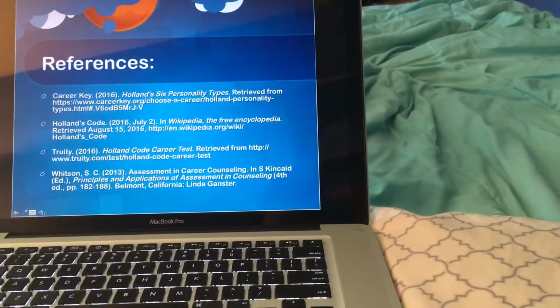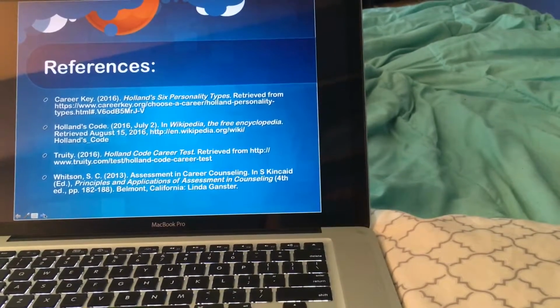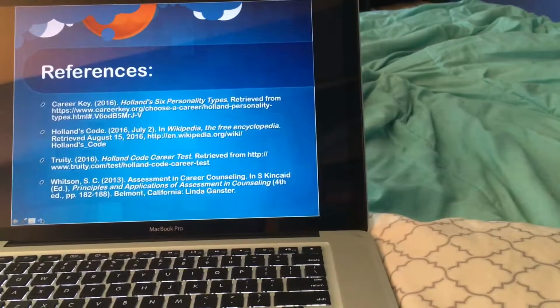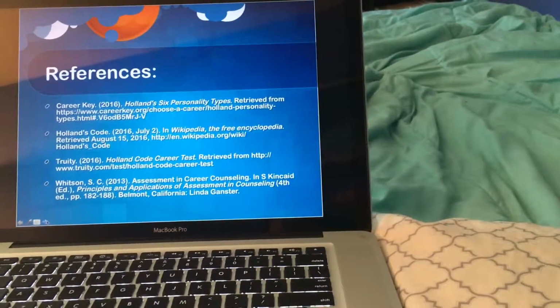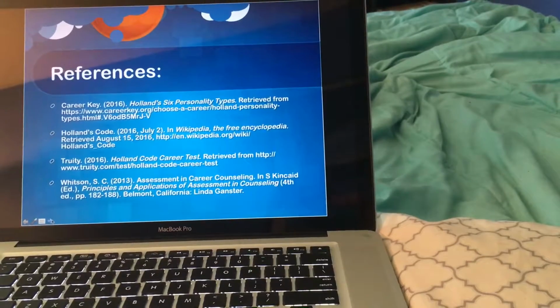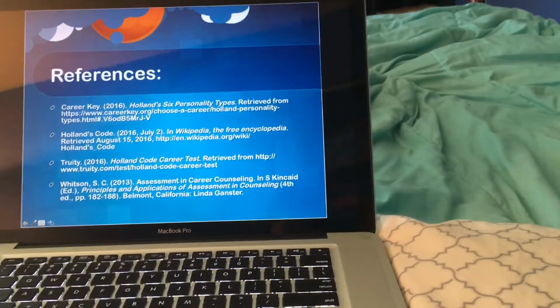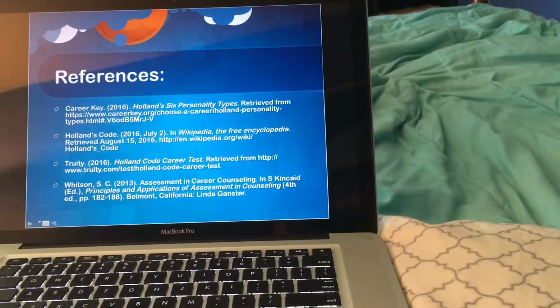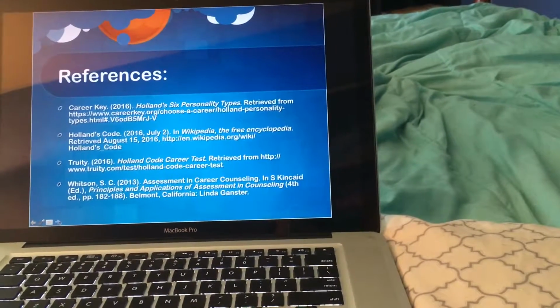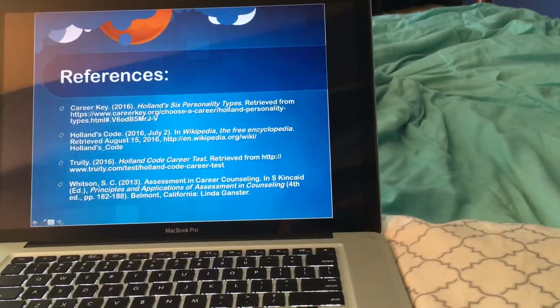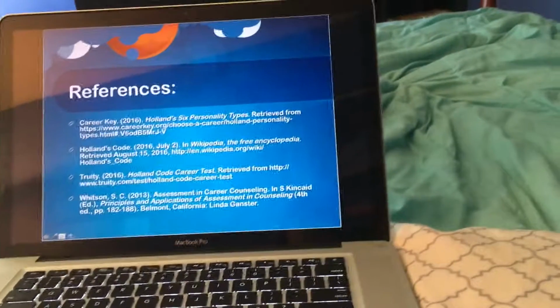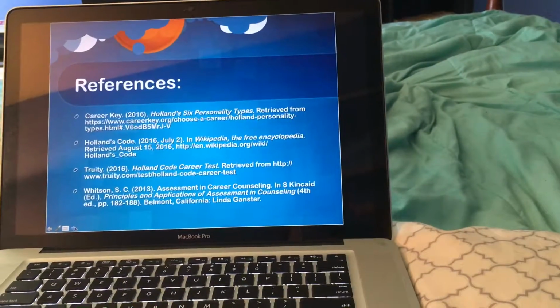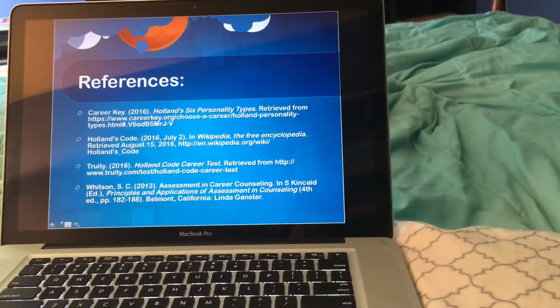I think as a counselor, using the Holland Code is a great place to start if you have a client that is in between jobs or in a transition period, or maybe you're seeing a young person who is just exploring what they want to do. This is a great place to start. It is not the end-all be-all. It's just one tool in the toolbox. But I think multiculturally and ethically, it's a good place to go because anyone can take it.